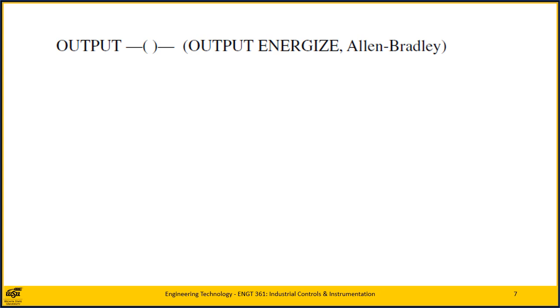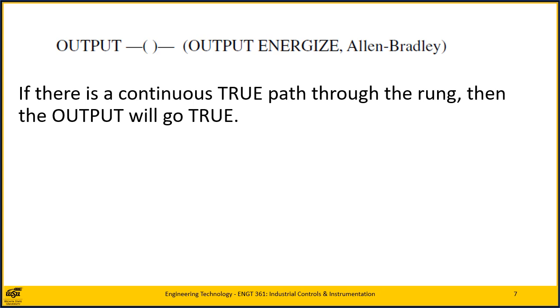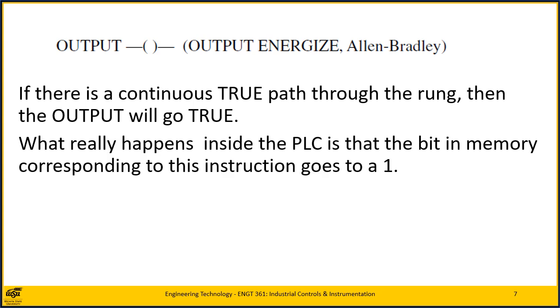This symbol represents the relay coil, or simply the output signal. If there is a continuous true path through the rung, then the output will go true. Thus, if this symbol represents a relay coil, the relay will be energized. What really happens inside the PLC is that the bit in memory corresponding to this instruction goes to a 1. This bit may be used to drive an actual hardware relay through an output module, or to control an instruction in another rung, or both.